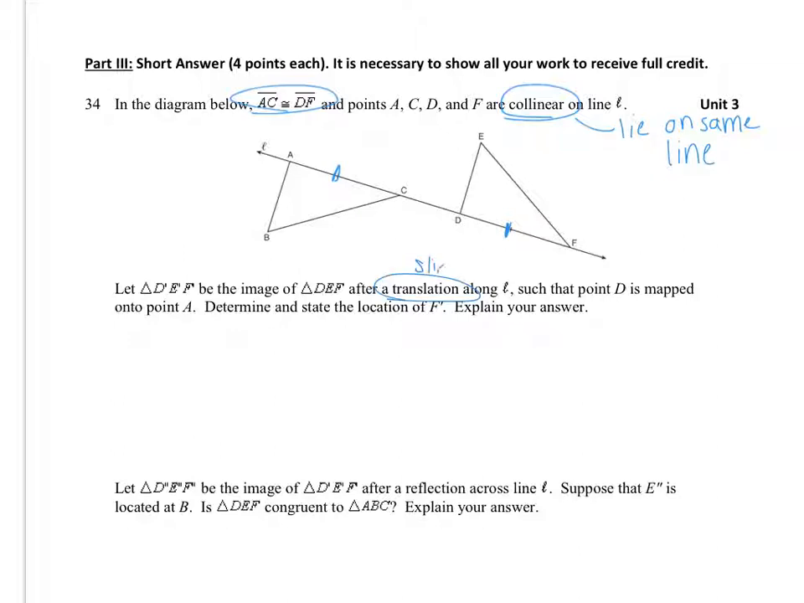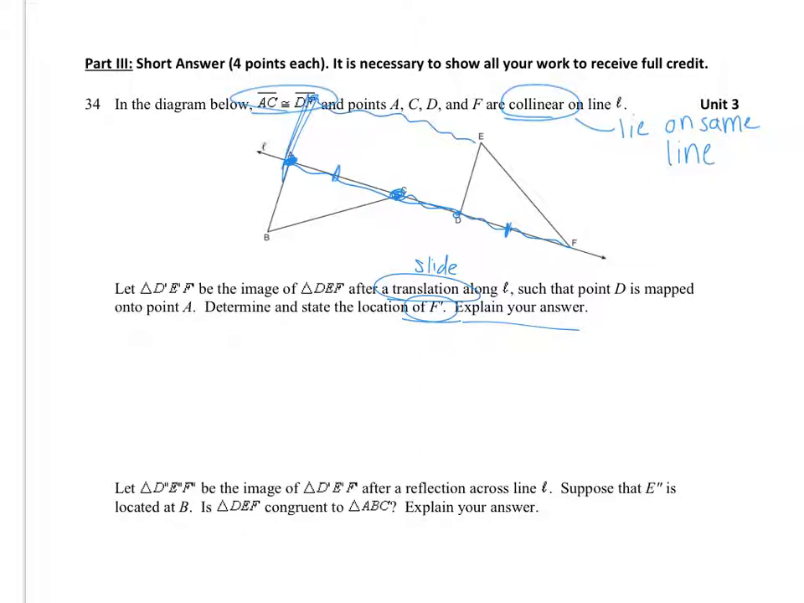All right, let triangle D prime, E prime, F prime be the image of DEF after a translation, meaning a slide, along L, such that point D is mapped onto point A. So D gets moved all the way over here. Determine and state the coordinates of F prime. Explain your answer. So if D gets moved over here, then that means F has to get dragged along with it. And so does E.